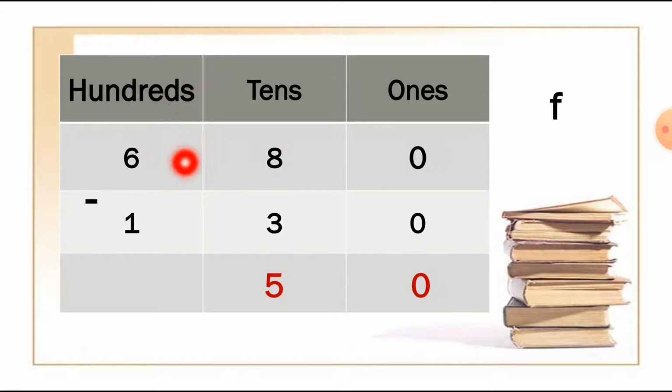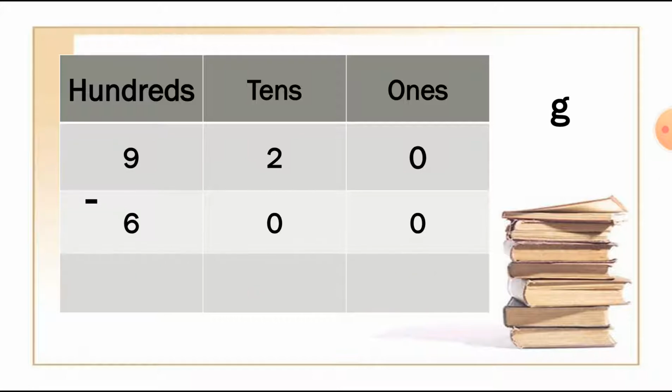Then let's move to the hundreds column, 6 minus 1. If you cut 1 from the 6, you will get the answer 5 only. So we can read this answer as 550. You have to repeat after me, 550. We can read this number.